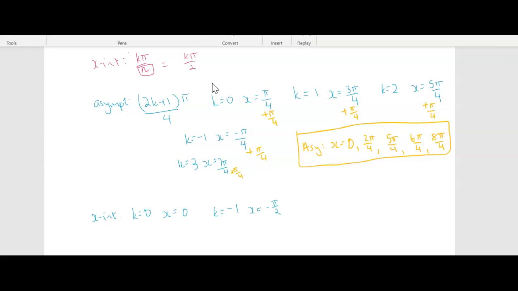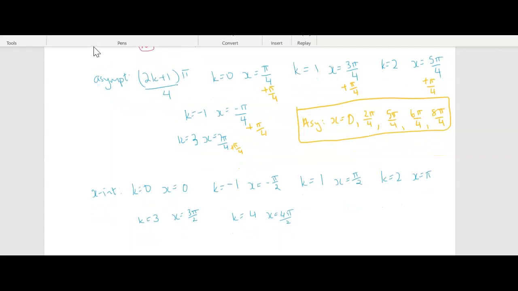When k is equal to 1, we get pi on 2. When k is equal to 2, we get pi. When k is equal to 3, we get 3 pi on 2. When k is equal to 4, we get 4 pi on 2, which is 2 pi. So I'm going to stop there.